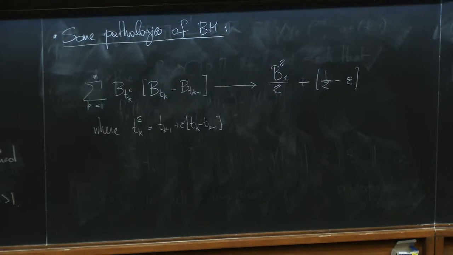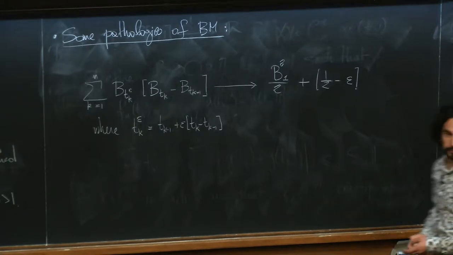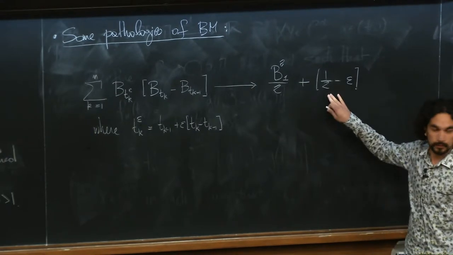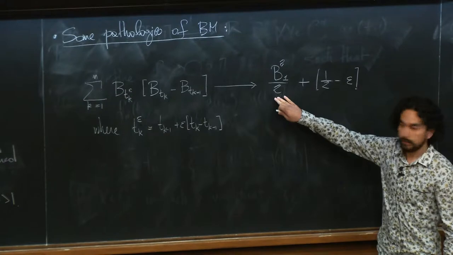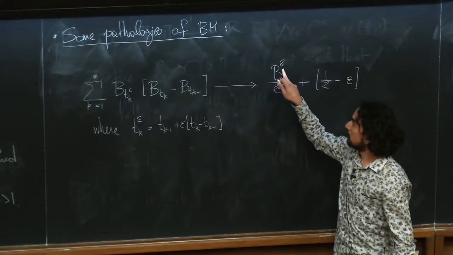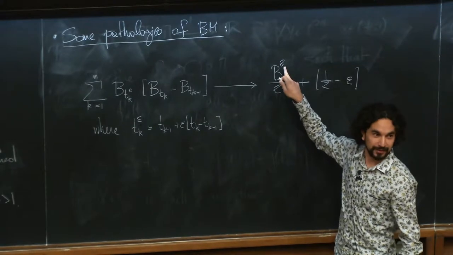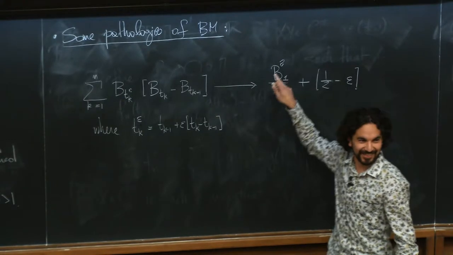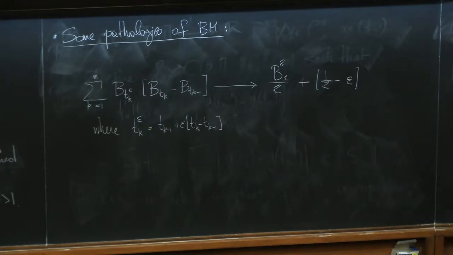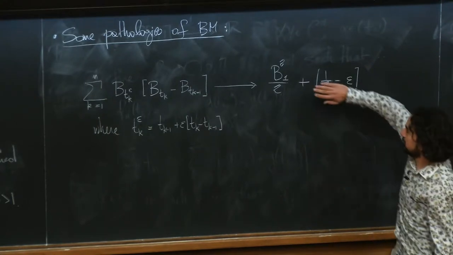So this is B, the Brownian motion evaluated at time 1. It's a Brownian motion, it's the same B. The square. Yeah. So if it was a usual function, you would stop here.